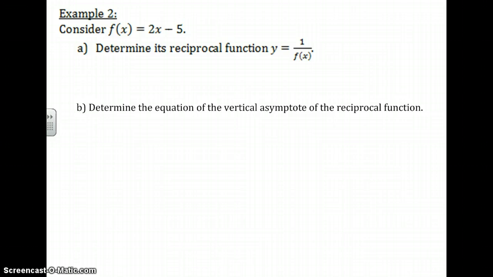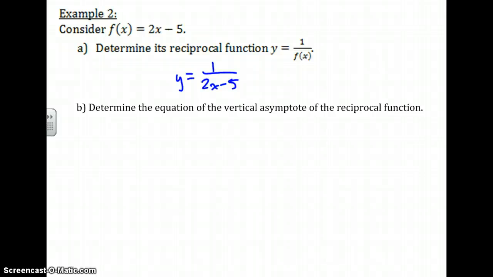Alright, so in this question we're looking at the function f of x equals 2x minus 5, and we want to determine its reciprocal. Okay, and we're going to end up graphing it in the end. Well, basically to find the reciprocal it's pretty easy. It's just y equals 1 over f of x, and f of x is 2x minus 5. So there's our reciprocal function.